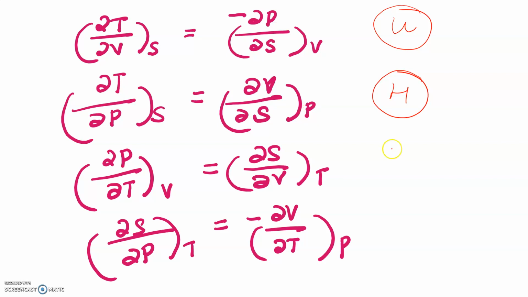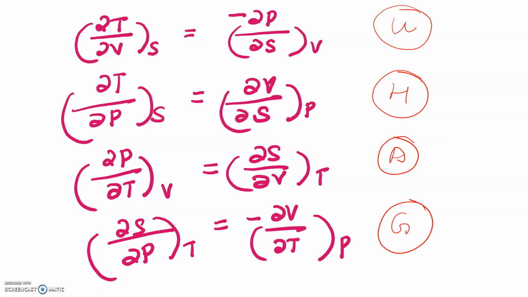The third, which we derived based on Helmholtz free energy, is dou P by dou T at constant volume is equal to dou S by dou V at constant temperature. And the fourth one, which we derived based on Gibbs free energy change, is dou S by dou P at constant temperature is equal to minus dou V by dou T at constant pressure. The first and fourth equations have a negative sign, whereas the second and third are positive.